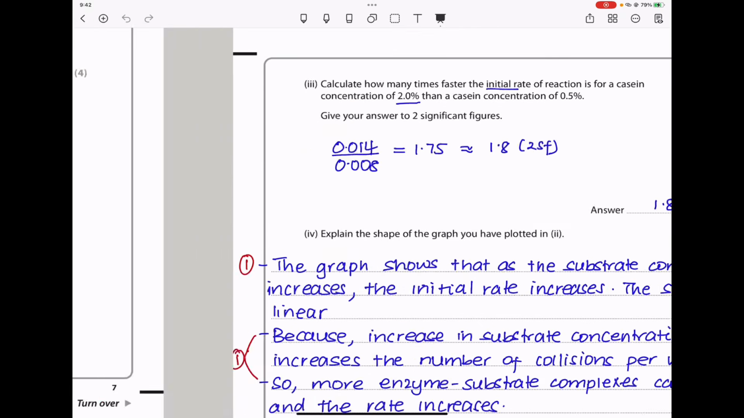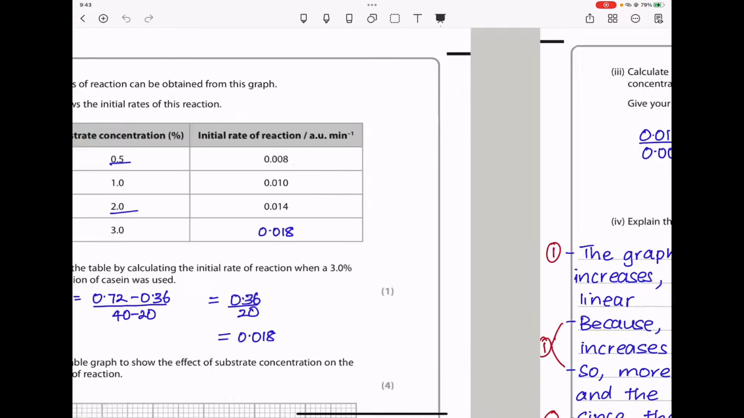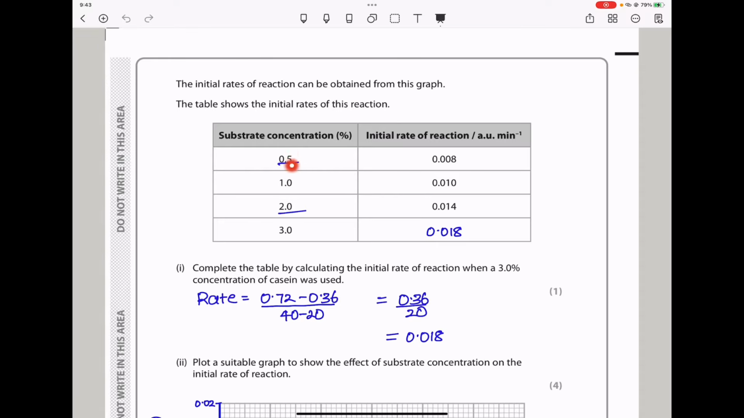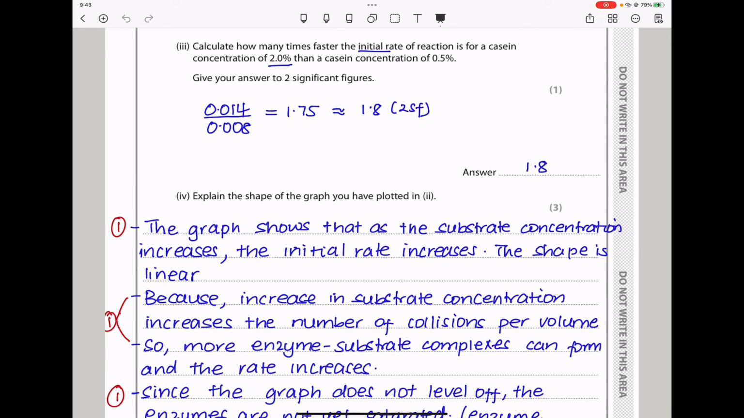So moving on. Here they say calculate how many times faster the initial rate of reaction is for casein concentration 2% than the casein concentration at 0.5%. So we have 0.5% is that, and 2% is that. So we're going to use 0.014 and 0.008. So dividing that by that, we get 1.75, which is about 1.8, because our answer has to be to two significant figures. So it's 1.8 times more.